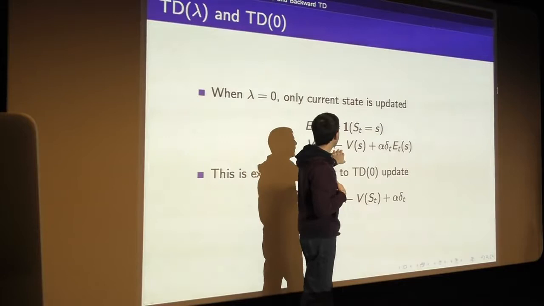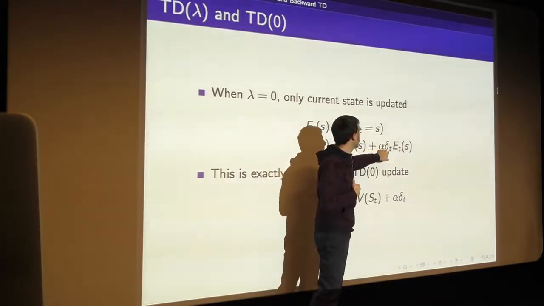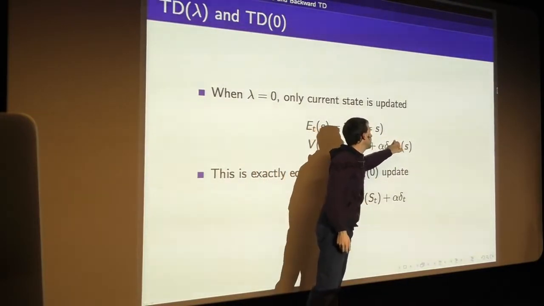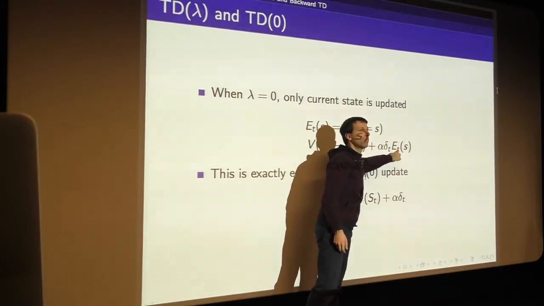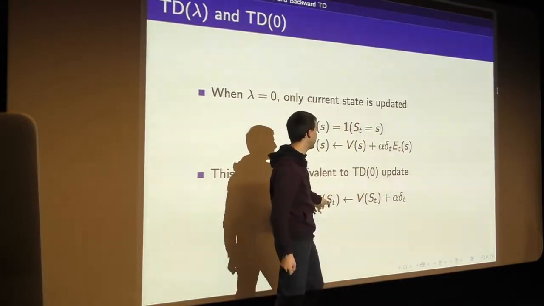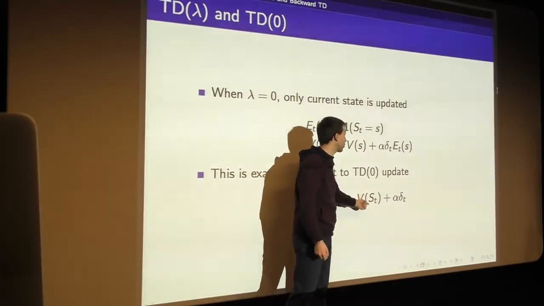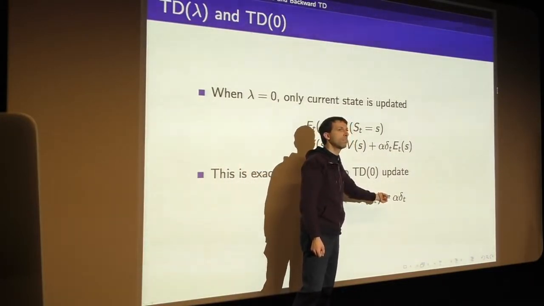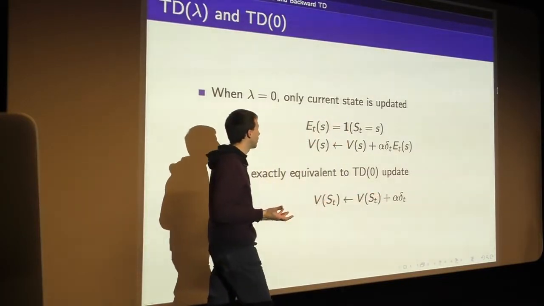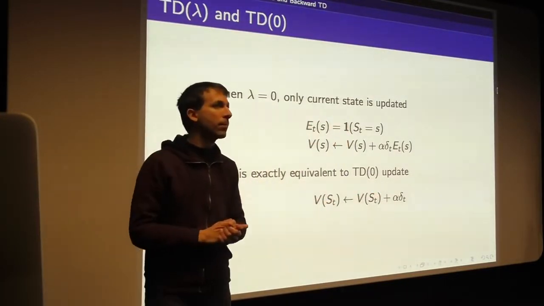And so we update our value function in proportion to this thing, which only will be updated if we actually visit that state. And that's exactly what TD0 does. It gives us our update. For the state that we visited, we update the value function in proportion to the TD error for that state, only if that state was visited and never otherwise.